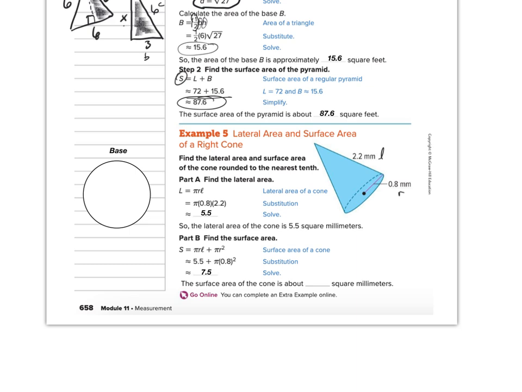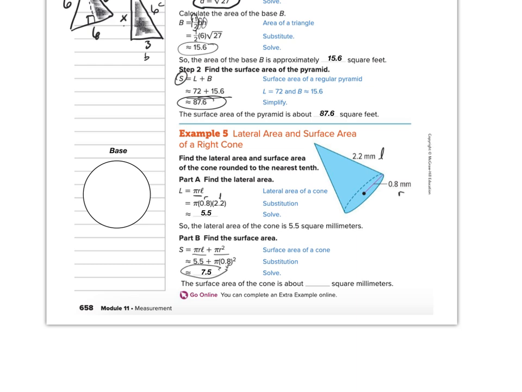So the lateral area is pi times r times L. They've given you your radius and your lateral height. You just multiply it out. So my lateral area is 5.5. For the surface area, we take the lateral area plus the area of the base, which is a circle. You have the radius for that, so we just combine those two items and it comes out to be 7.5.